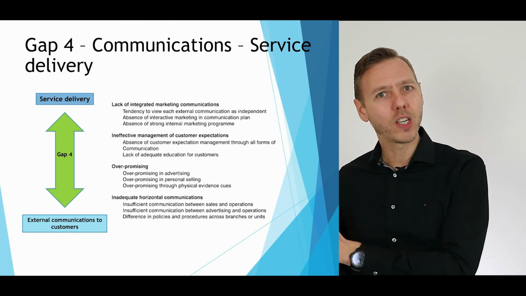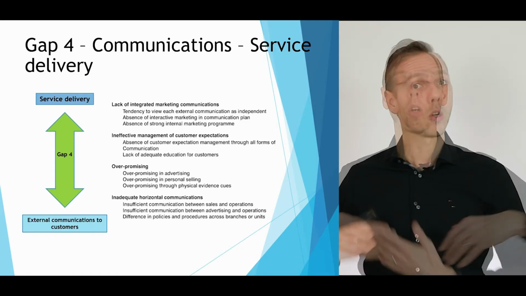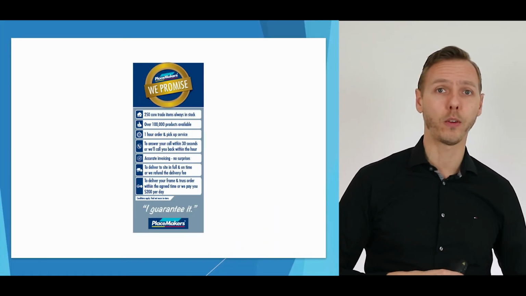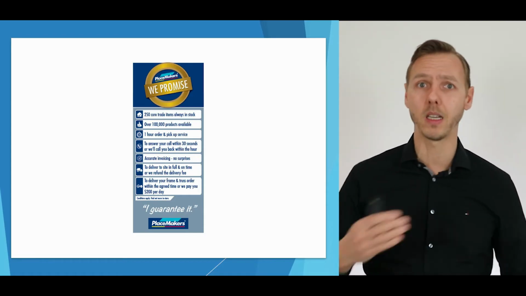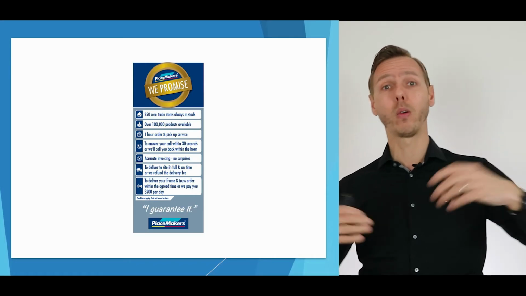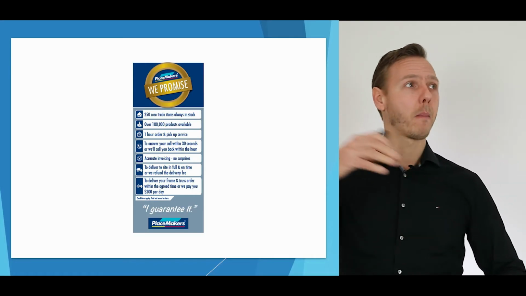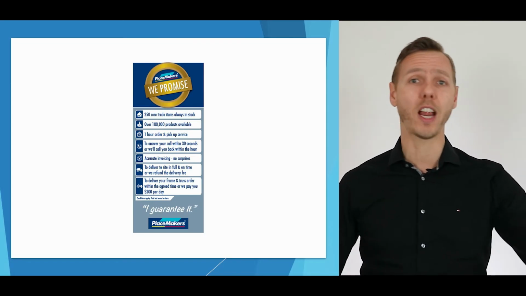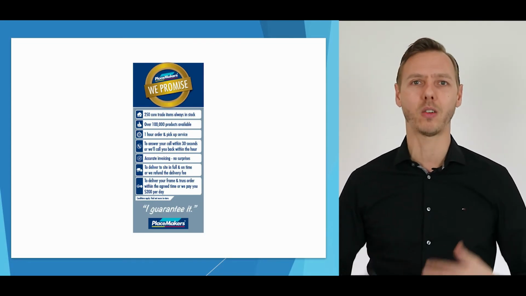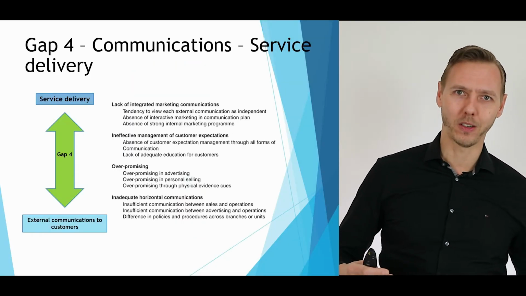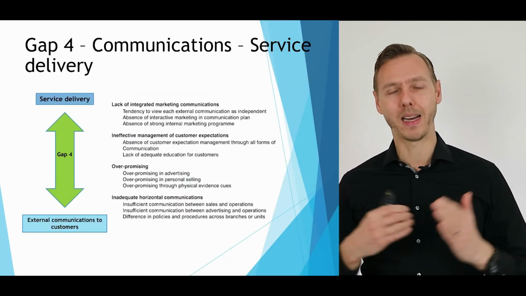Now, gap 4 is between the service delivery and the communication. And the communication is typically an external factor. So you promise all these kinds of things to your customers. If you come to our service desk, you will be helped immediately. We will solve your problems instantly. Or if you come to our restaurant, we are all very polite. We explain at your table what your food is about, etc. But you don't deliver this service, then there is a really big gap.